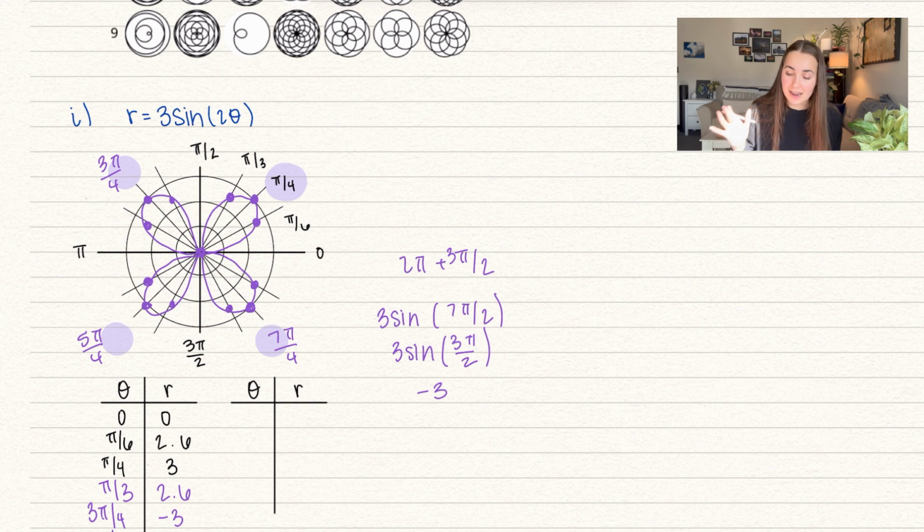If you recognize the function here, r is equal to 3 times sine of 2 theta, we would see that this is a rose. Now, if we know it's a rose, what you can do is just draw out one of the petals and repeat it in the following quadrants.